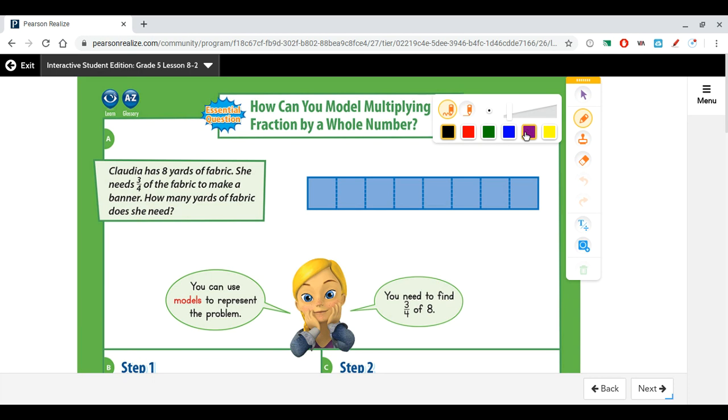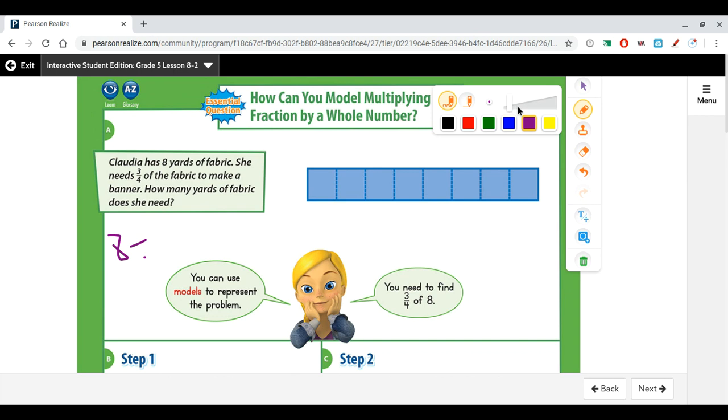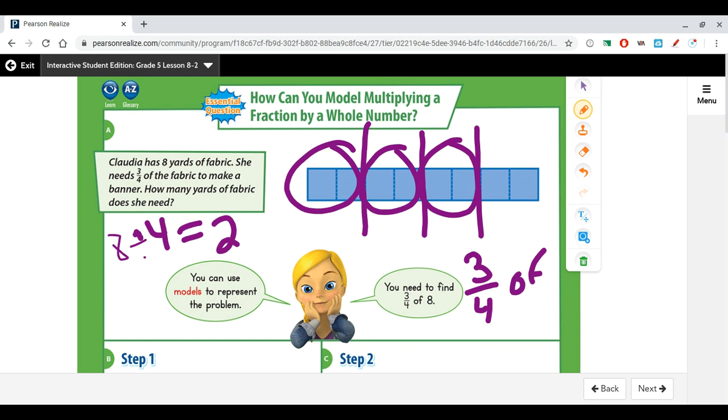So our first step is to take my 8 pieces of fabric and divide them into 4 equal pieces. So I'm going to do 8 divided by 4. When I do 8 divided by 4, I end up with 2. So I'm going to divide out each section of 2. And so 1/4 is equal to 2 yards of fabric, but I need 3/4. So I need 1, 2, 3/4 of fabric. So 3/4 of 8 is going to be equal to 1, 2, 3, 4, 5, 6. It's going to be equal to 6 yards.